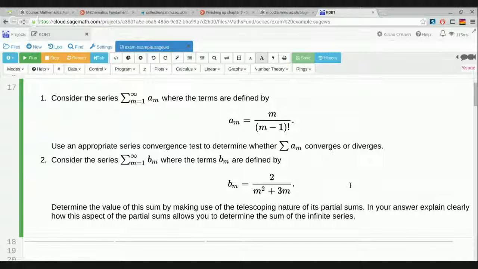So the ratio test says we look at the limit as m goes to infinity of the m plus 1th term. So that will be m plus 1 over m factorial divided by the mth term. If we divide by the mth term, it means we're going to multiply by the reciprocal of the mth term.